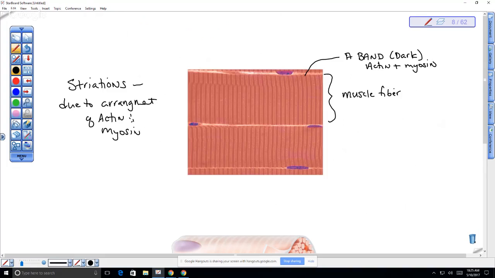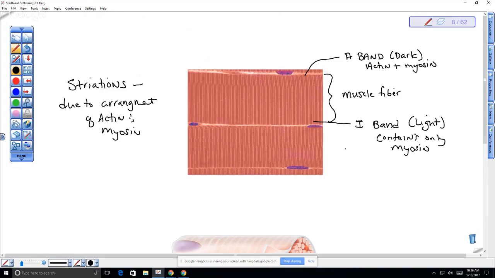And then we have the I band, and I'm not sure why they gave them these letters, but they're not very interesting. The I band is light in color, and it contains only myosin. So there's something about the arrangement of the actin and the myosin that gives it this banding pattern, which is what is referred to as the striations.